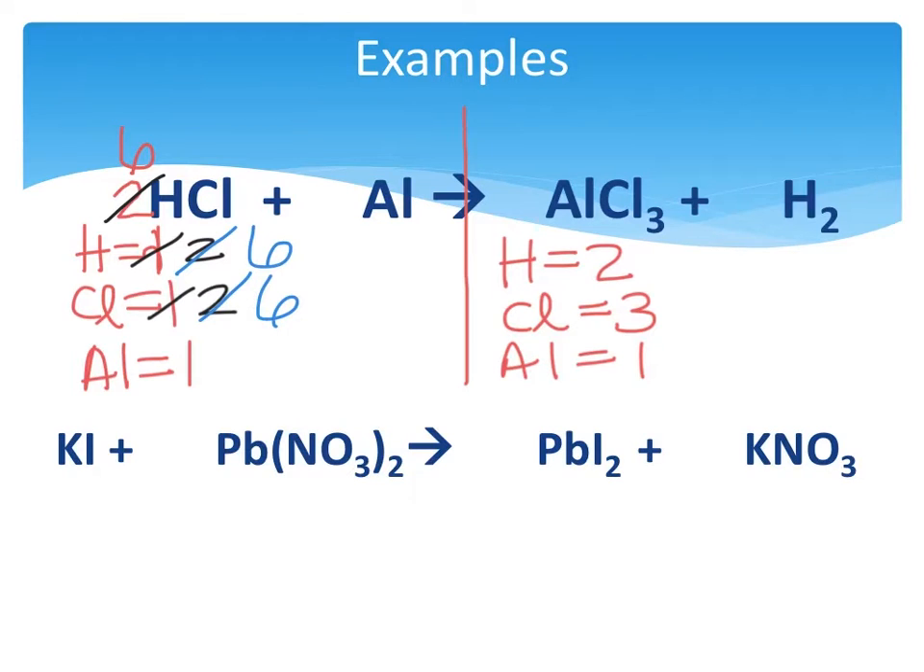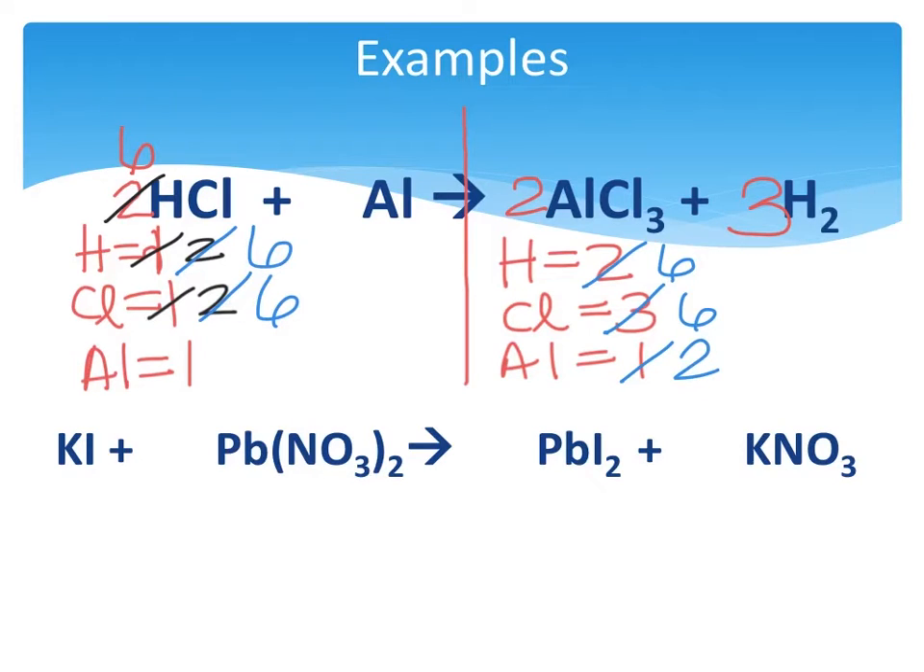My aluminum stays the same. On this side, if I put a 2 in front of my aluminum chloride here, that's going to give me 6 chlorines. So let's do that. That's 6 chlorines. Now I have 2 aluminums. And my number of hydrogens hasn't changed because I didn't do anything to it. But if I put a 3 in front of my H2, that means I get 6 total hydrogens. I went that kind of fast, but you can see what I did here. I didn't leave the 2 there because it wasn't working, so I upped it to 6.